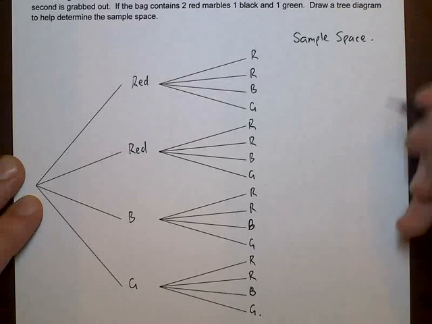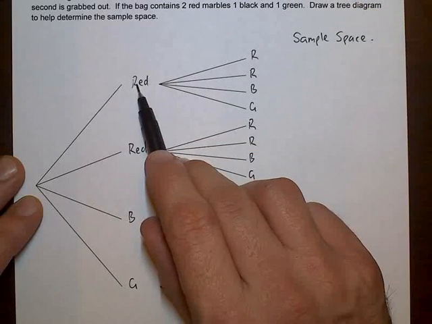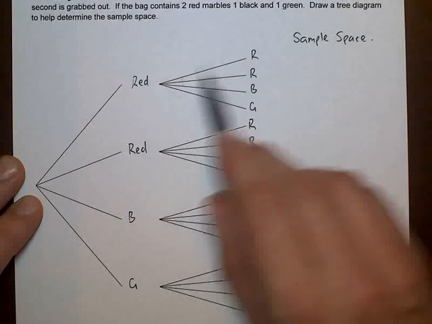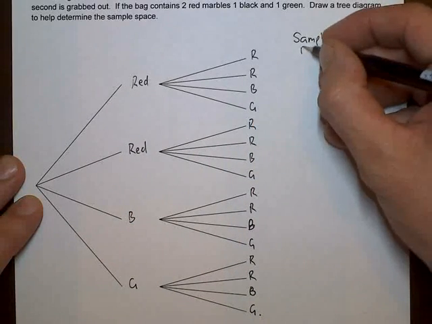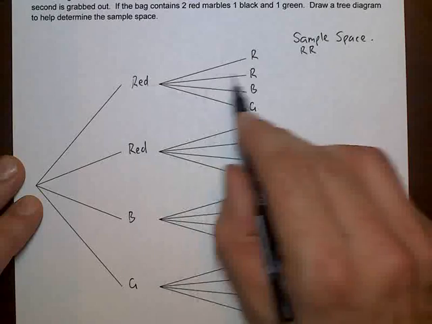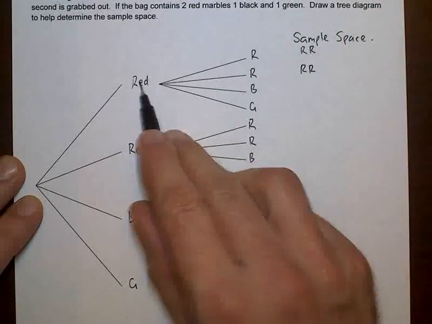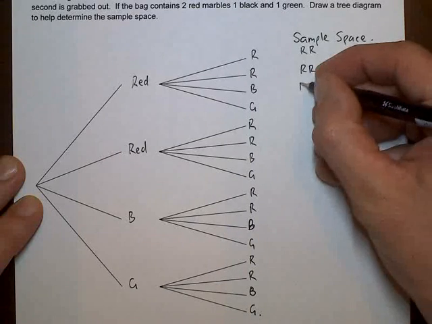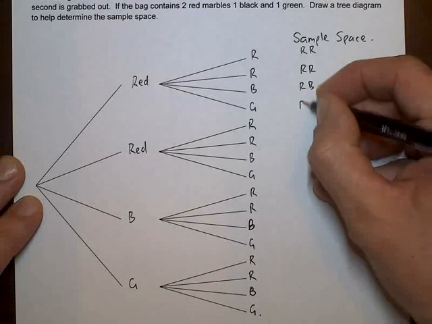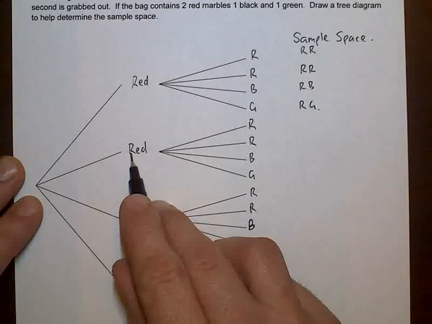So what we want to do is create what we call our sample space. This is all the possibilities that we could get. So let's follow this. Each branch of the tree, we could get red and a red. Red and a red again. So red and red. We get a red, then a black. And then we get a red and a green.